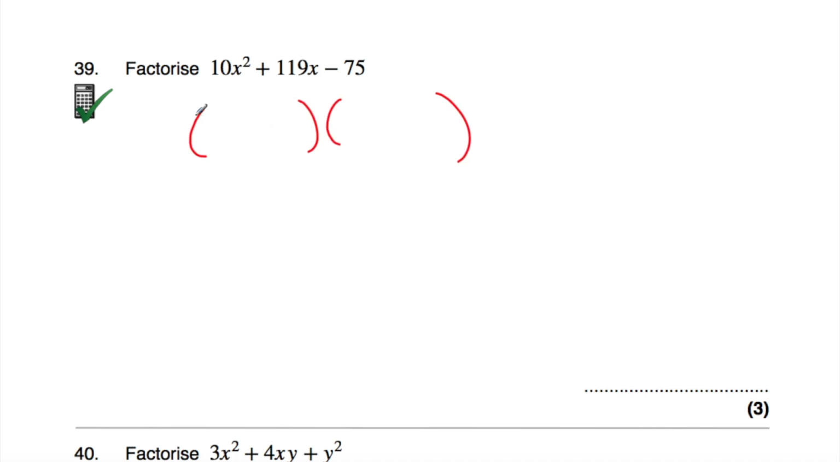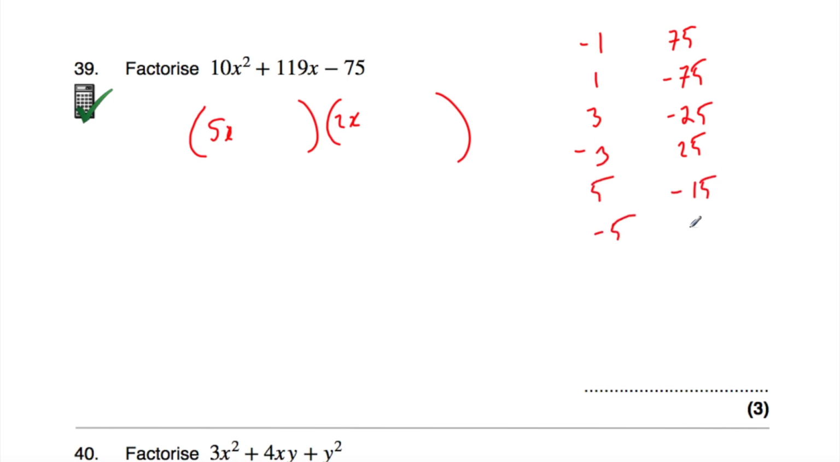Okay, and in terms of what goes at the front of the brackets, we've got 10x squared. So we could either have a 10x and an x, or a 5x and a 2x. I'm going to try 5x and a 2x to begin with. If it's not right, we can swap it later on. And then in terms of the number on the end here, we've got minus 75. So we're looking for numbers that multiply together to be minus 75, such as minus 1 and 75, or 1 and minus 75, or 3 and minus 25, or minus 3 and 25, 5 and minus 15, or minus 5 and 15, and so on.